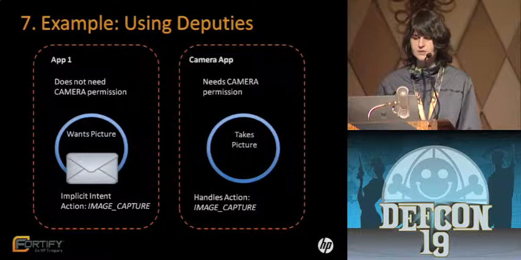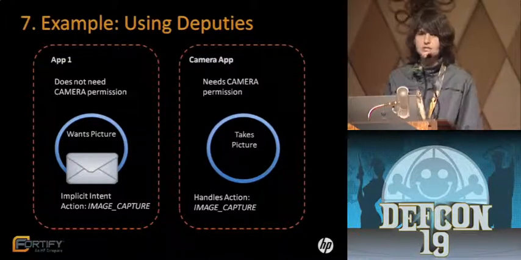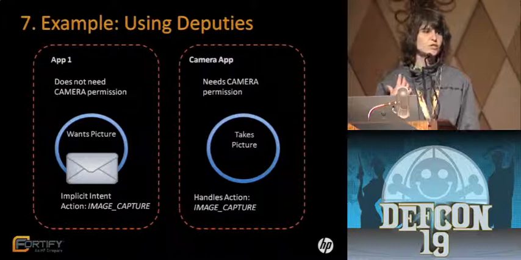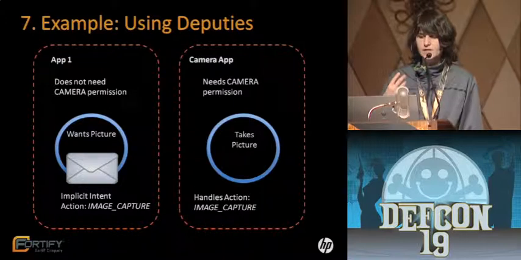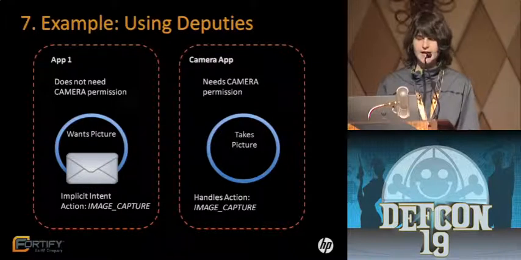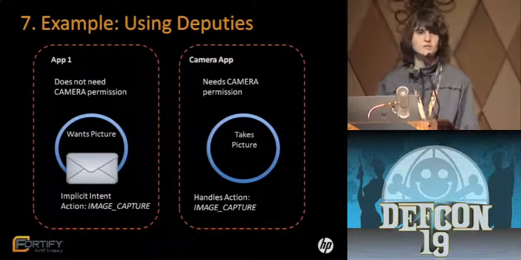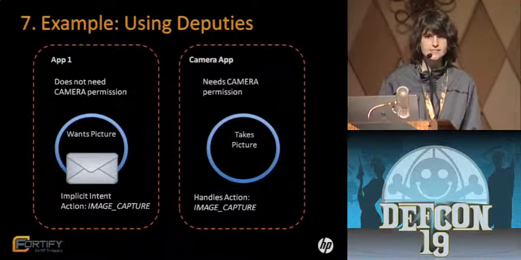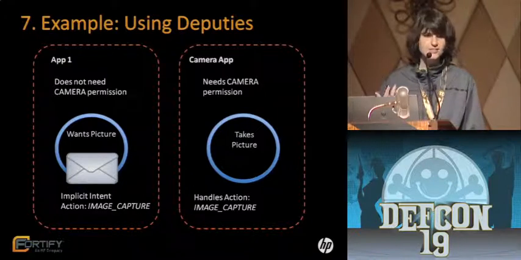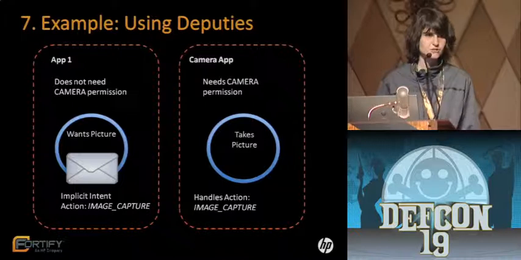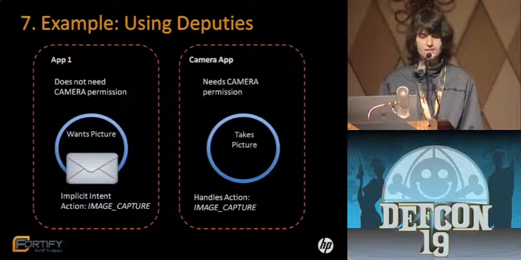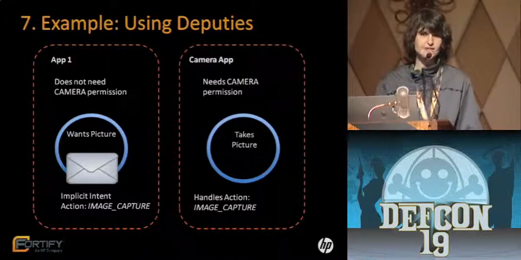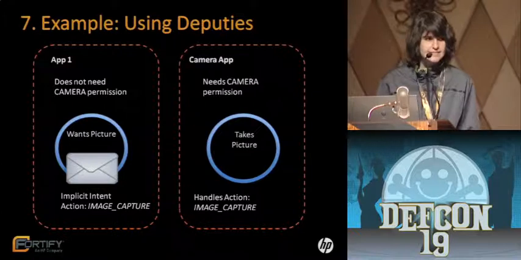So let's look at some examples. Here's an example that illustrates the confusion between accessing a protected API versus invoking an application that accesses a protected API. Here we have two applications: a camera application, which actually takes a picture and accesses the camera, which obviously means it does need a camera permission. But then there's also app one, and all it does is ask the camera application for a picture. It doesn't actually take it, doesn't access the camera, so it doesn't need a camera permission.